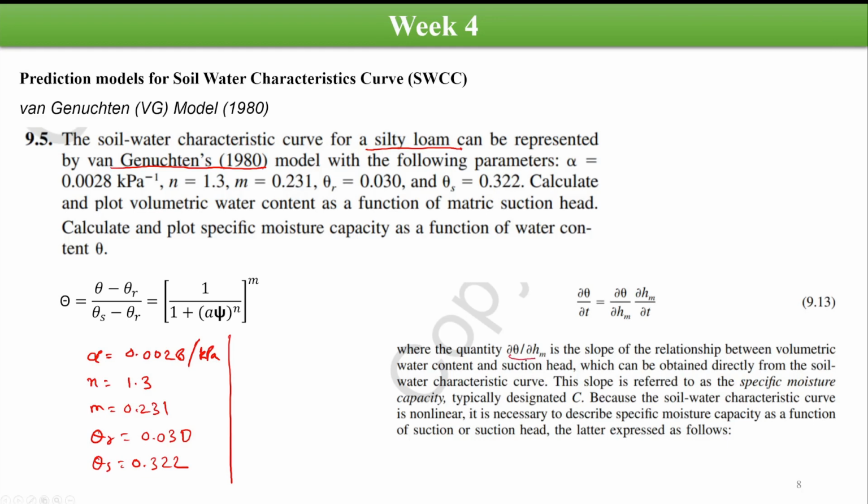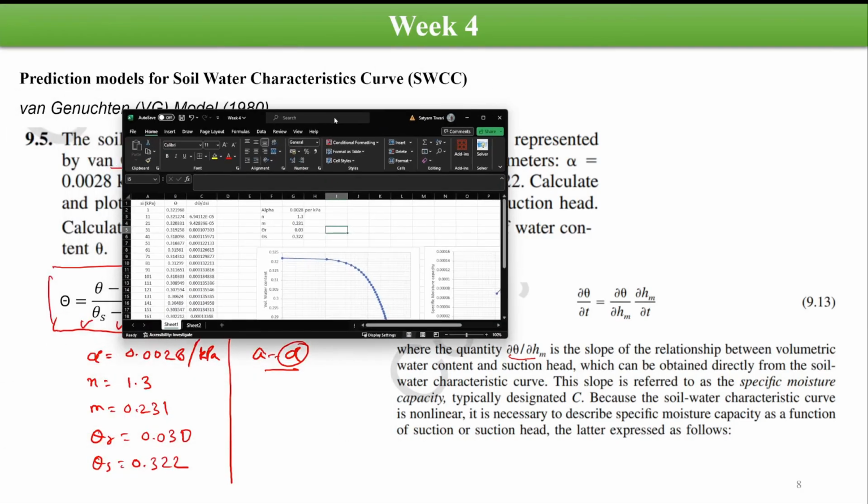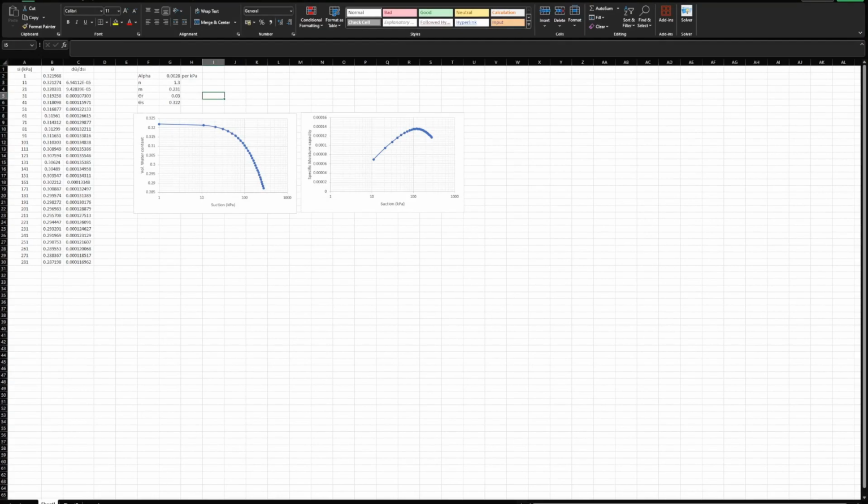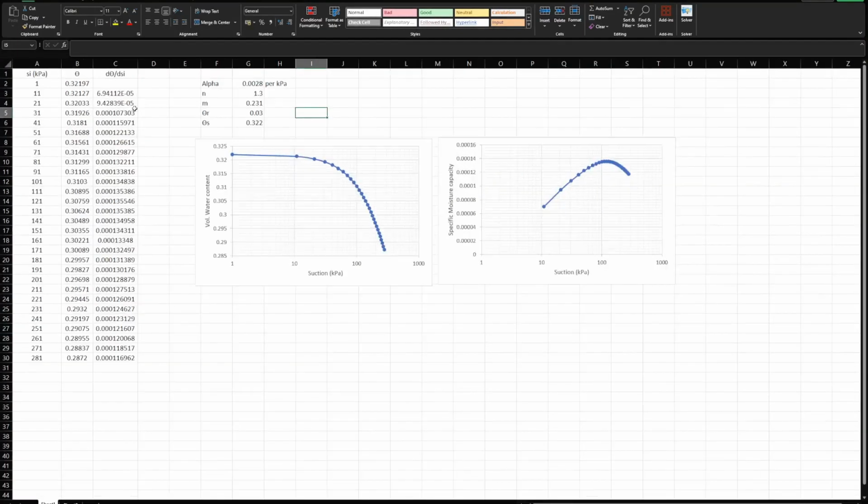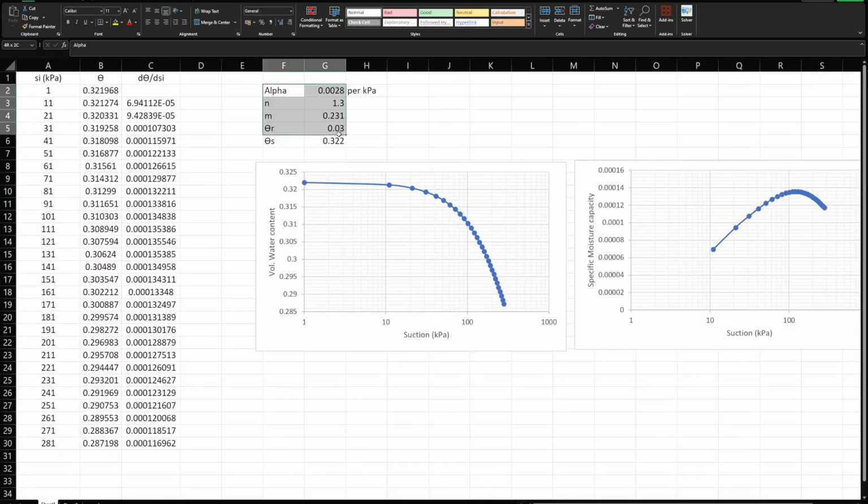So let's see how we can do it. We will be solving this question using the Van Genuchten model. Here we already know the values of theta s, theta r, and a, n, and m, right? A or alpha. A and alpha are mostly the same because alpha has the unit of 1 upon kPa. So let's open up Excel real quick, and we'll make a new sheet where we'll copy this data, then we'll solve it.